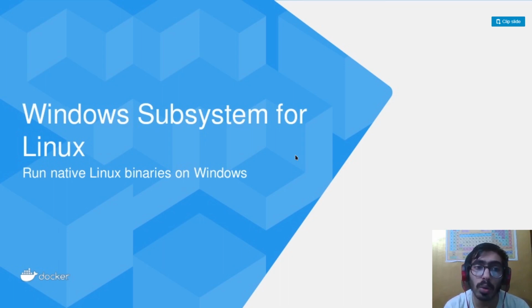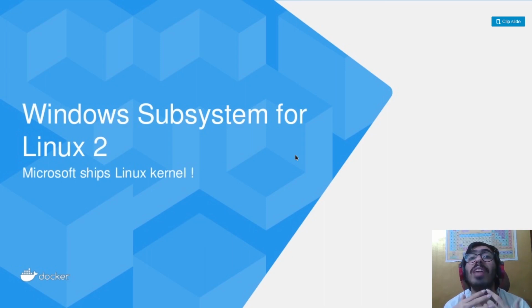So WSL1 only allowed Windows to run native binaries. So it's not a full-blown operating system. It just allowed you to run the binary. But with WSL2, you get the whole Linux kernel inside Windows.